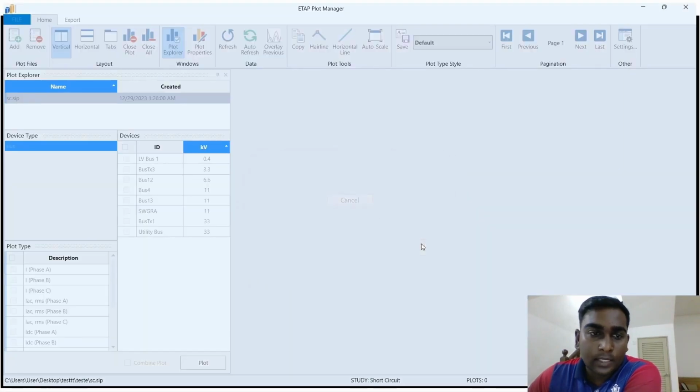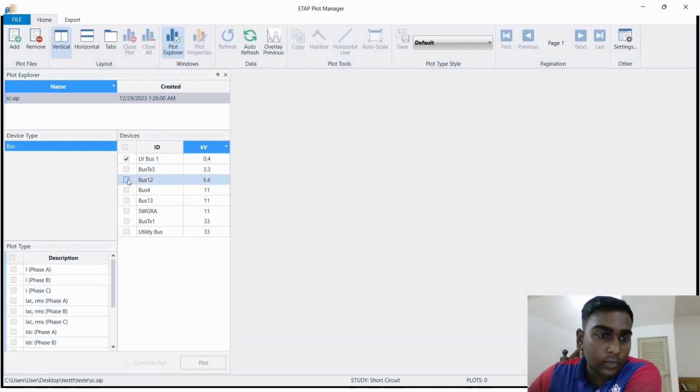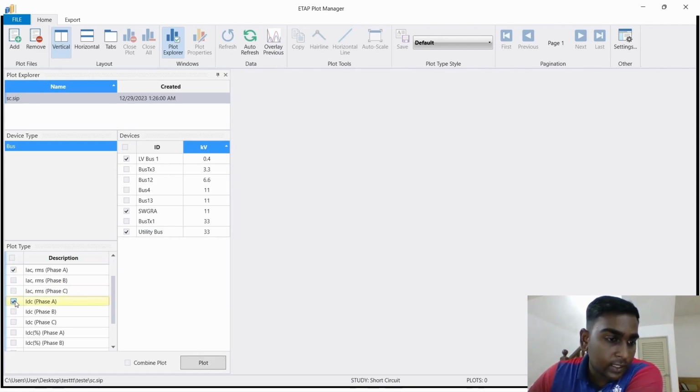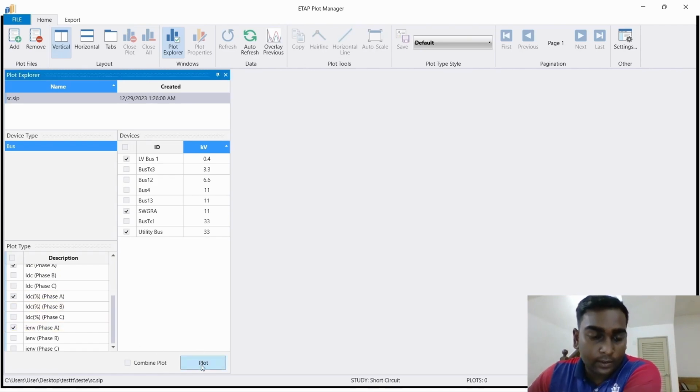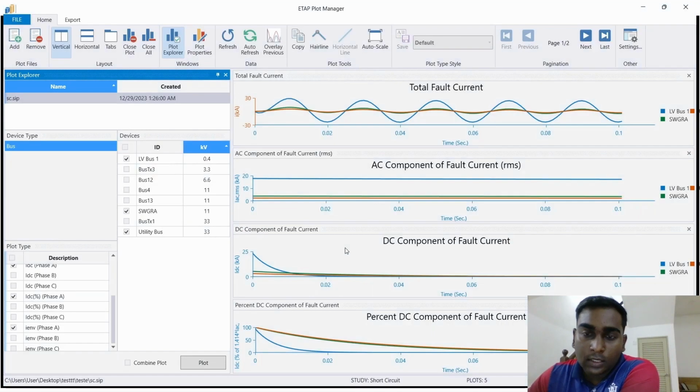In this plot manager, we have to select the LV bus 1, SWGRA, and utility bus, and on the left hand side we have to select all the phase A: I phase A, IC phase A, IDC phase A, IDC percent phase A, and also IENV phase A, and we can click here to plot. So these are the graphs that we have already put in the slide and explained just now. So that's all from me. Thank you.